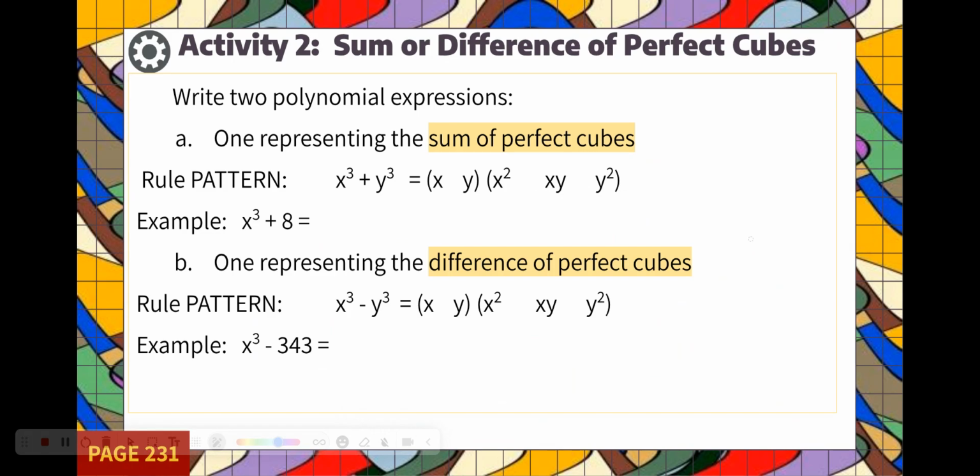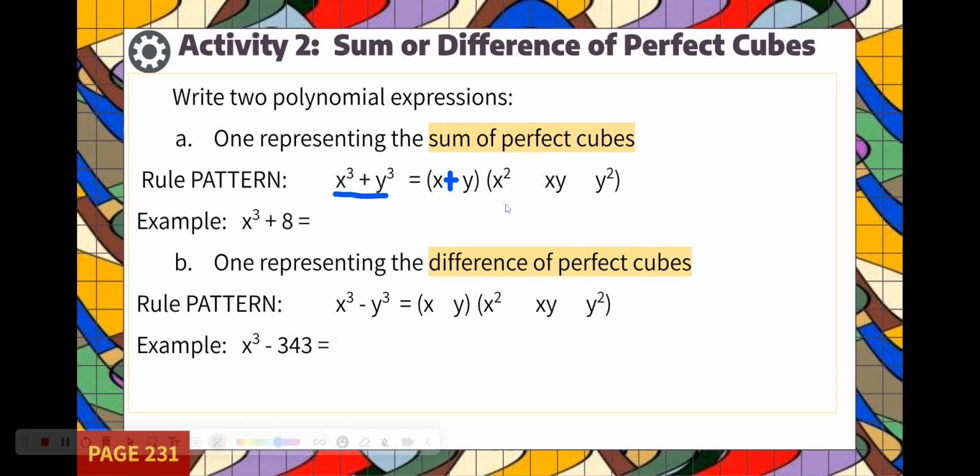Now, let's proceed to a rule pattern. It says here, write two polynomial expressions, one representing the sum of perfect cubes, which is x cubed plus y cubed, and the other one is x cubed minus y cubed. So let me tell you how you are going to represent a sum of perfect cubes. This is the rule pattern. If you have x cubed plus y cubed, what you'll do is make them separately as a binomial. Copy whatever the sign is.